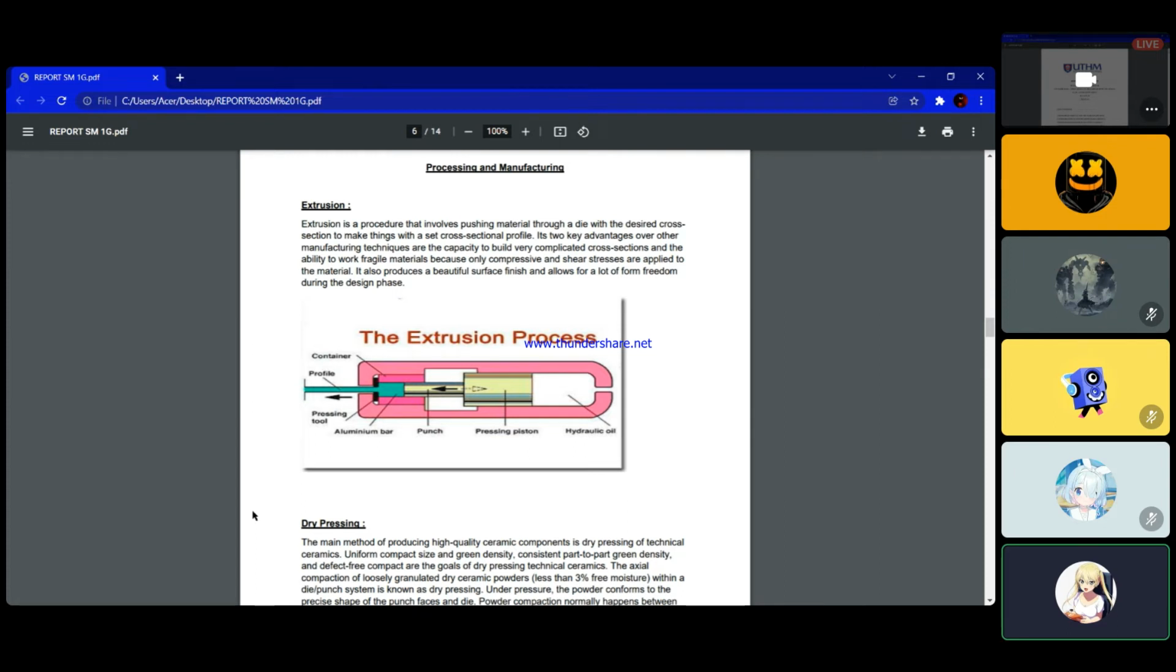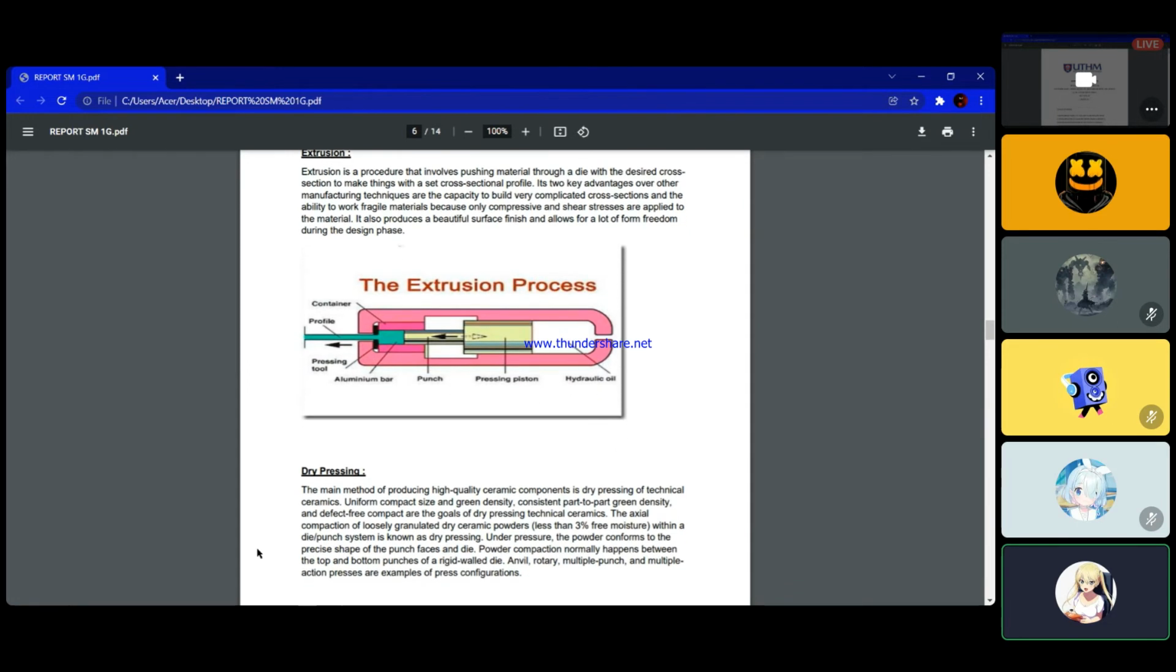Its two key advantages over other manufacturing techniques are the capacity to build very complicated cross-sections and the ability to work fragile materials, because only compressive and shear stresses are applied to the material. It also produces a beautiful surface finish and allows for a lot of freedom during the design phase.